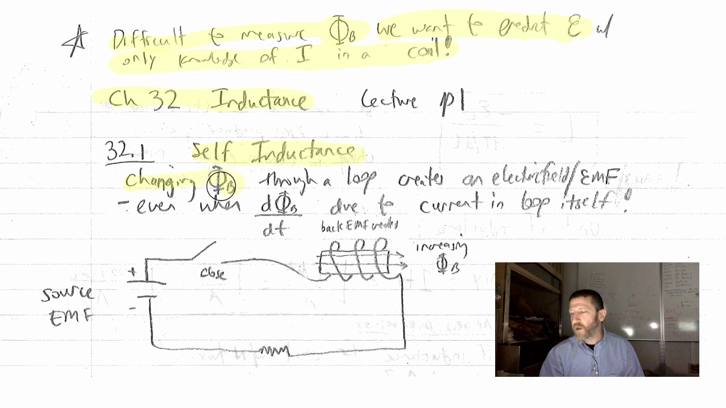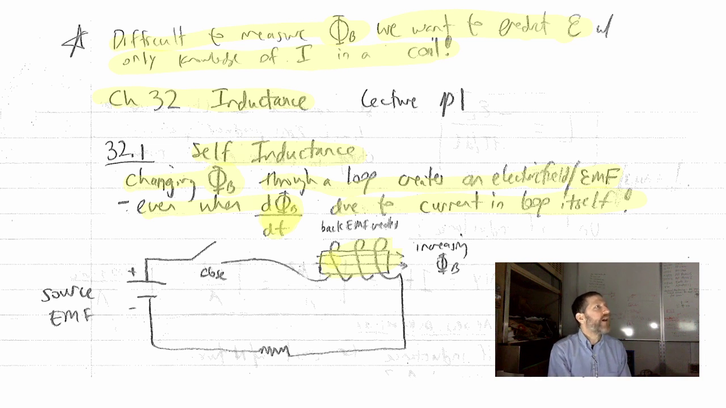So any changing magnetic flux, phi B, through a loop creates an electric field and an EMF. And the thing is, it even creates this when the changing magnetic flux is due to the current in the loop itself. You don't need an external magnet or a separate coil to get a changing magnetic flux. This coil that's right here, if you turn on and off the current in that coil, first of all, will you get a magnetic field in the coil if you turn on current?